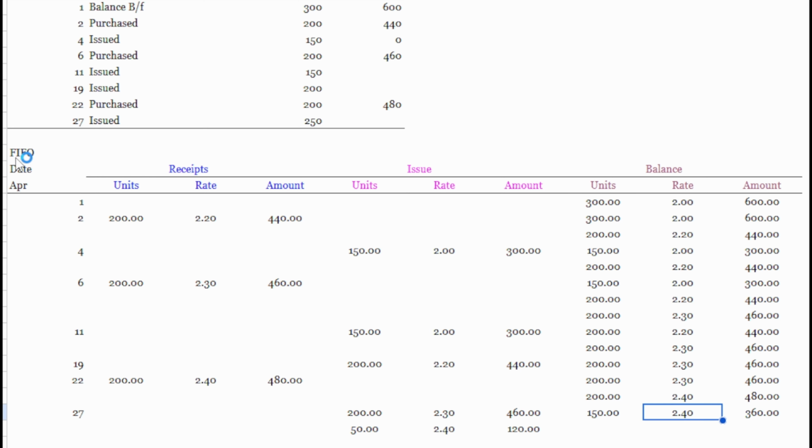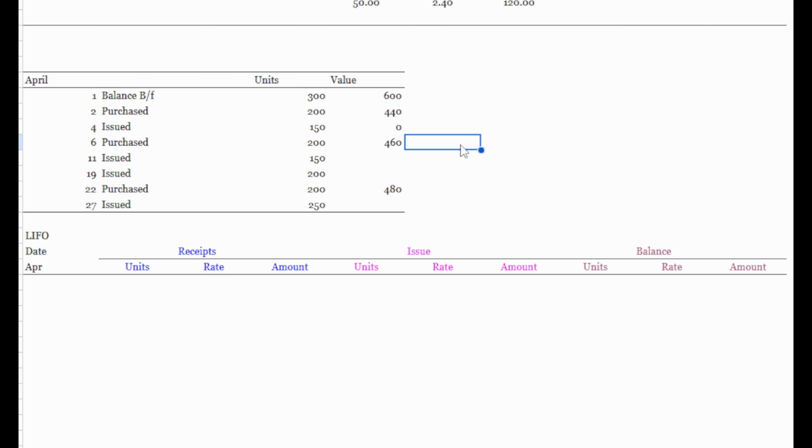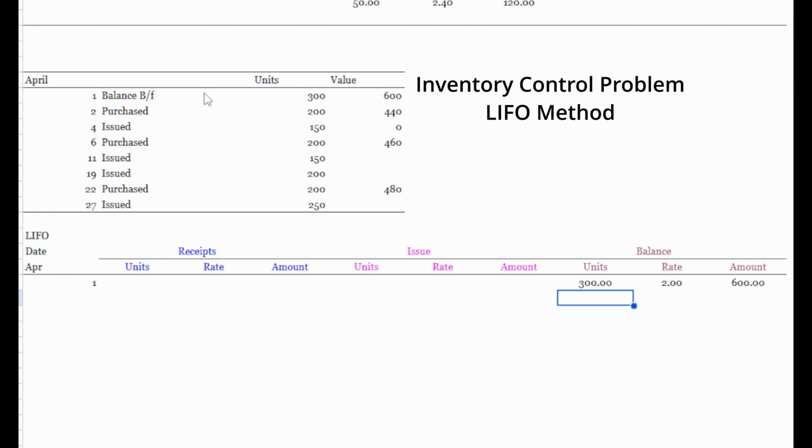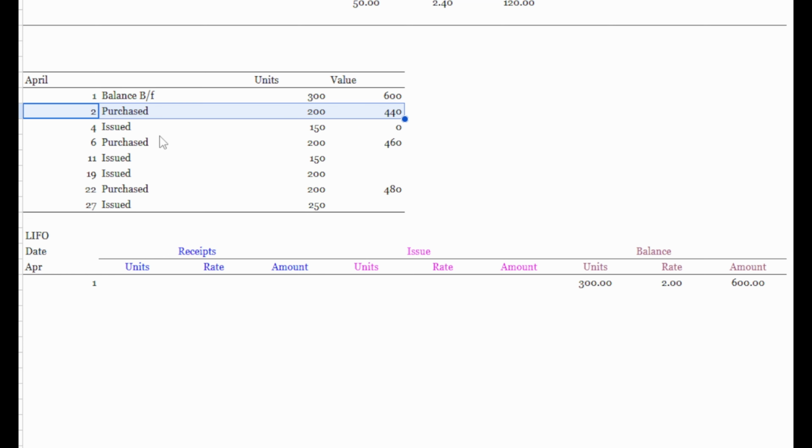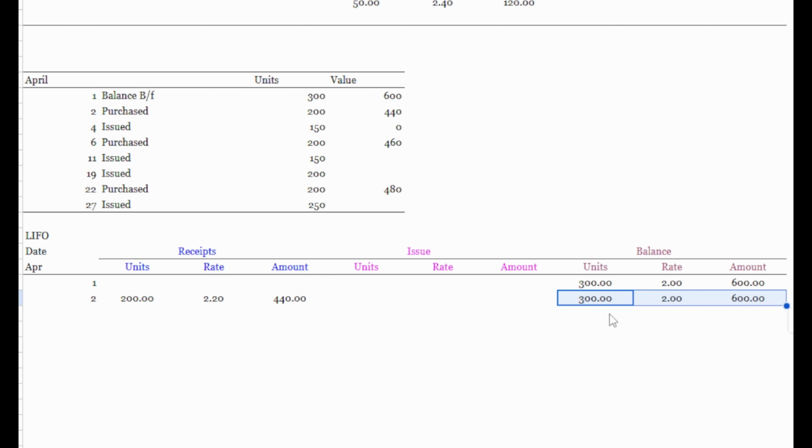Now we will also learn how this closing valuation changes if we adopt the LIFO method. In the same problem, we will now look at using the LIFO method. It means whatever is received last will be issued first. So this is the balance brought forward. Next transaction, we have a purchase of 200 units. So this has to be updated in the balance. First, we will take the balance brought forward, followed by the new receipt.